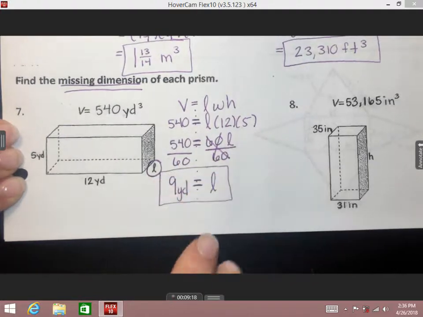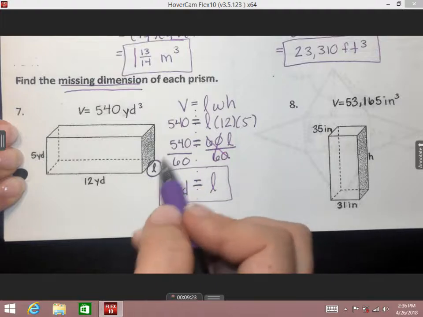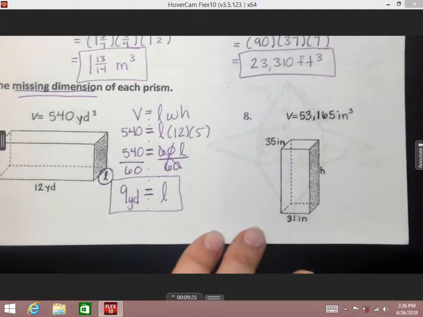Volume gets cubed. Area gets a squared. This is just a length. So please do not put anything with that.